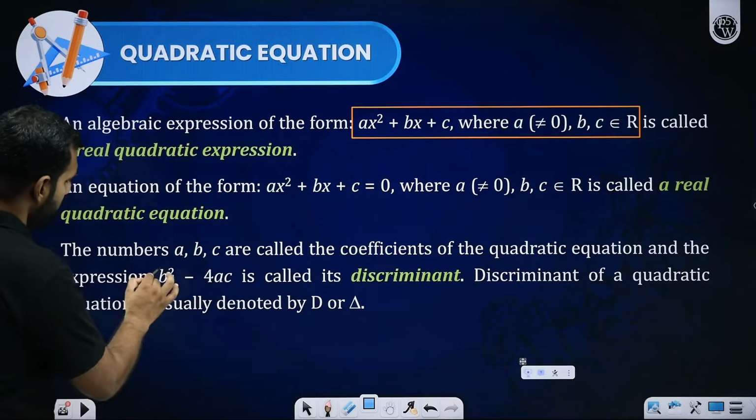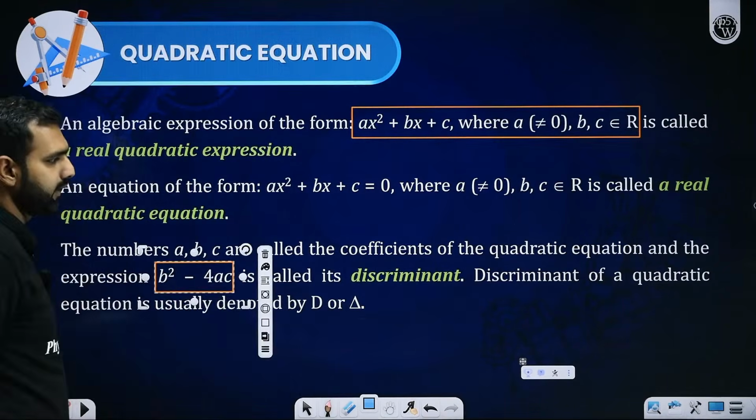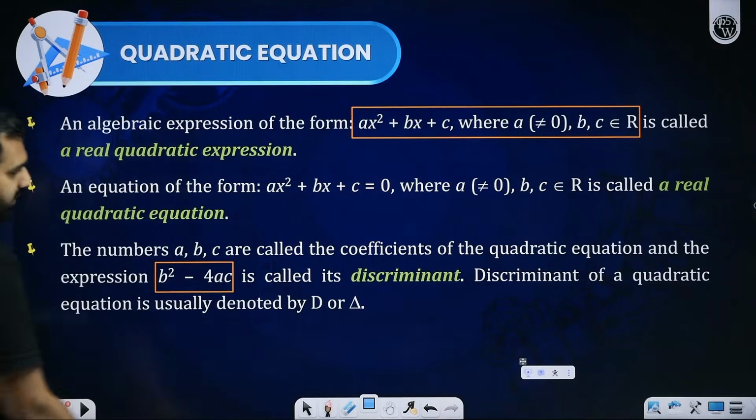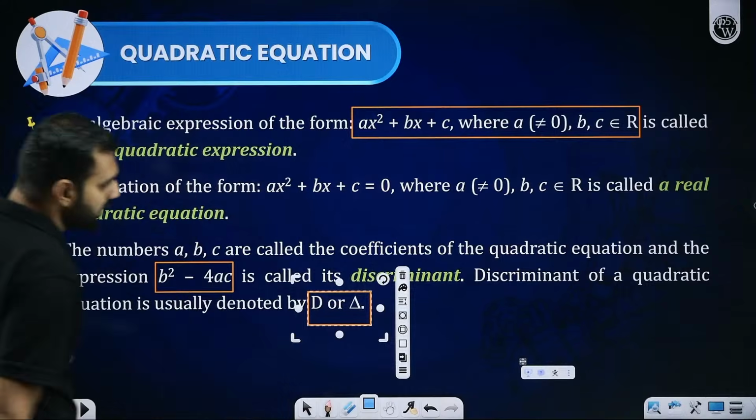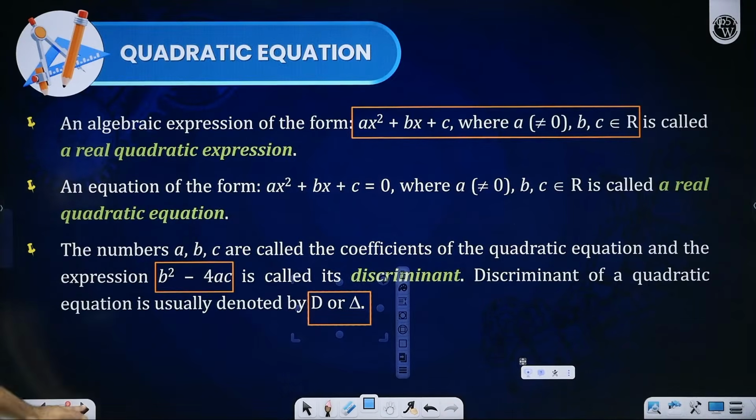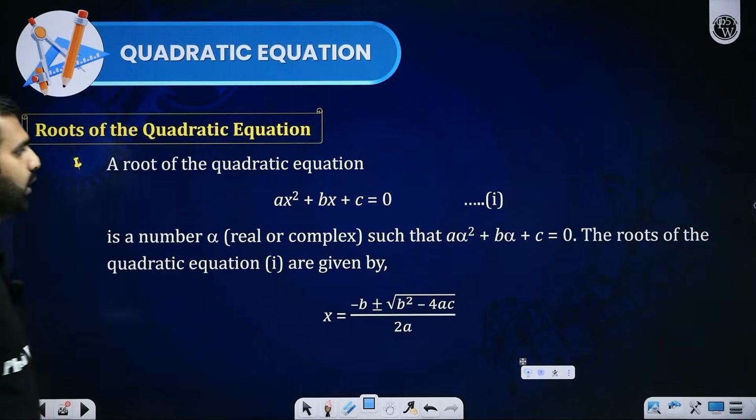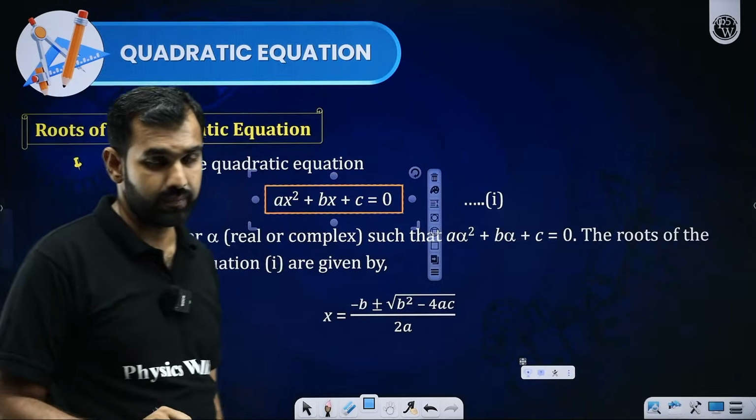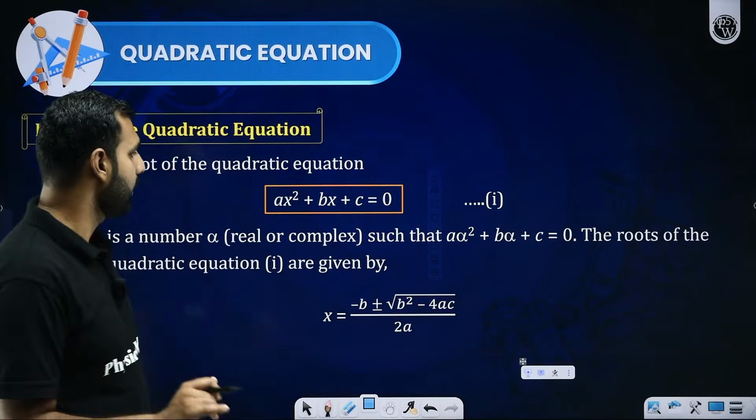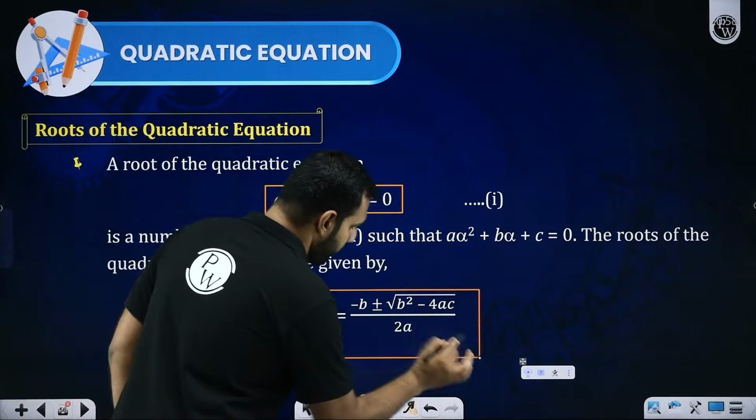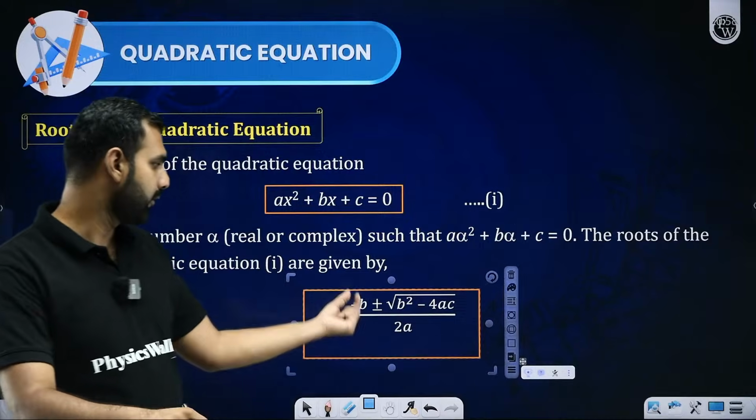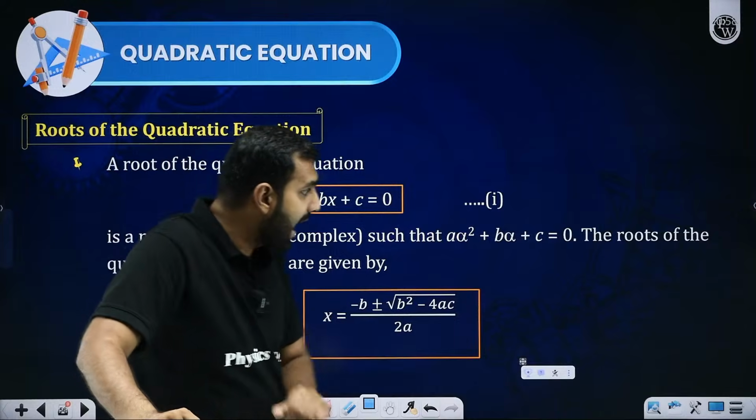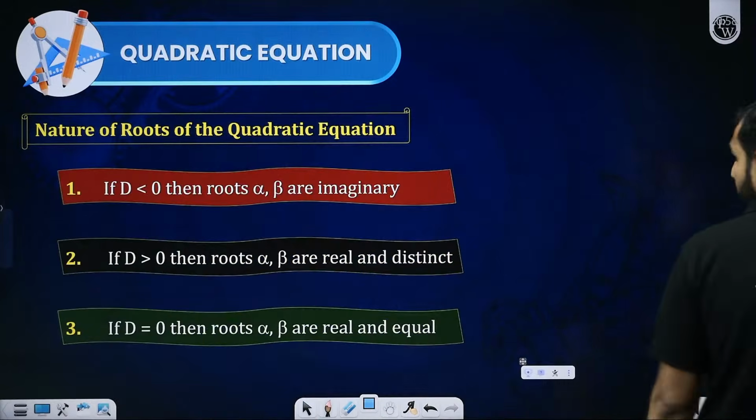I hope you know b square minus 4ac is called the discriminant. This is what you have studied till 10th. The discriminant is conventionally denoted by D or delta. Getting it, everyone? Now, of course, Sridhar Acharya was an Indian mathematician who came up with this idea. He gave this quadratic formula where, if you want to solve a quadratic, you can solve it by minus b plus minus under root b square minus 4ac by 2a. And he came up with some more conclusions.